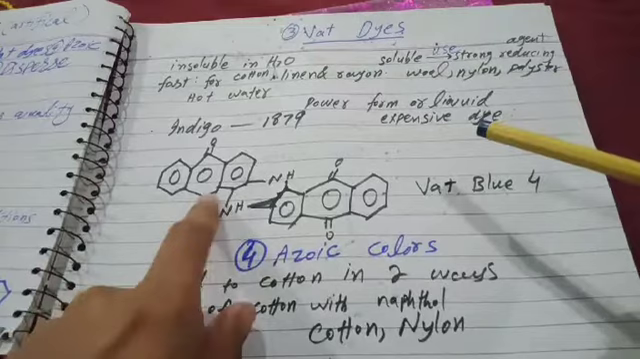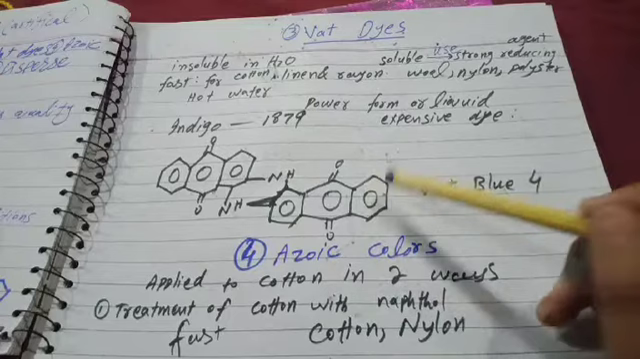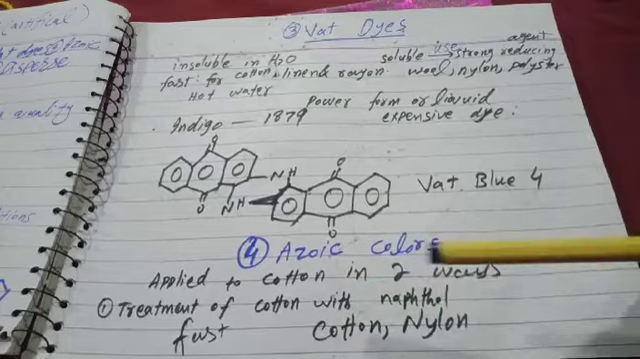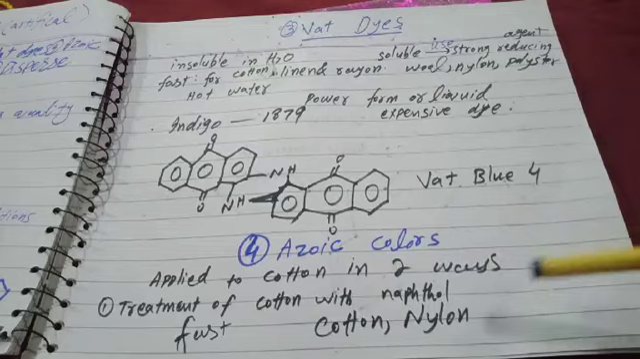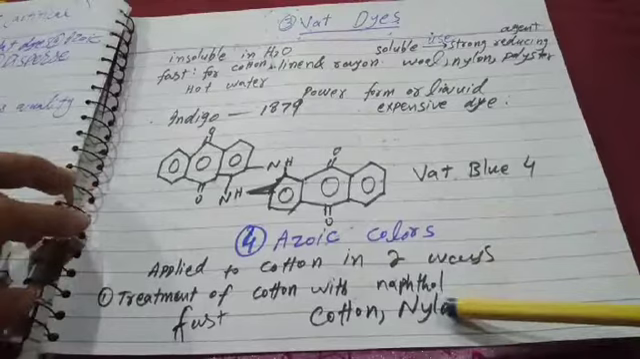Three benzene rings, OH, OH, NH, NH, and this carbon is connected with this N. And again a benzene ring, double bond O, double bond O. Number four is azoic colors. Azoic dyes are applied to cotton in two ways. Number one is the treatment of cotton with naphthol. It is a fast dye. It is used for cotton and nylon.